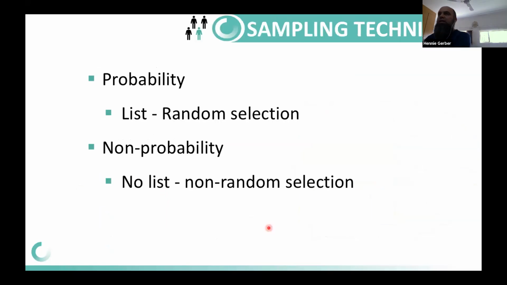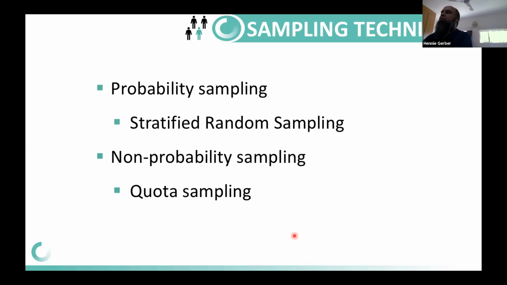Then sampling techniques, very briefly, you get probability sampling techniques and non-probability sampling techniques. If you have a list of the population and you are able to do a random selection from that list, you can follow a probability sampling technique, and there's less bias in this. If you don't have a list of the population, it's a non-random selection because you don't have the list. So it's a non-probability sampling technique. There's bias in it. I cannot go into everything on sampling. I just want to point out the main issues.